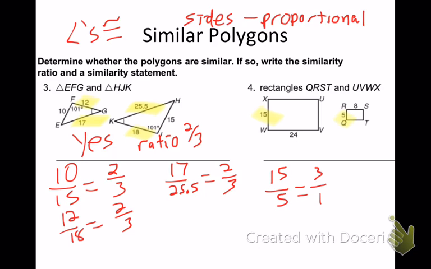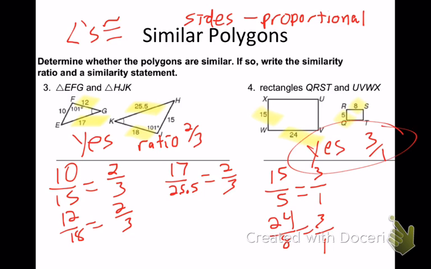3 over 1. Well, let's do the next one. 24 and 8. 24 over 8 gets me 3 over 1. Is that yes or no? Yes. So is it similar? Yes. What's the ratio? Nice job. Okay, so again, don't just say no because it's a decimal. Actually, you have to work it out.